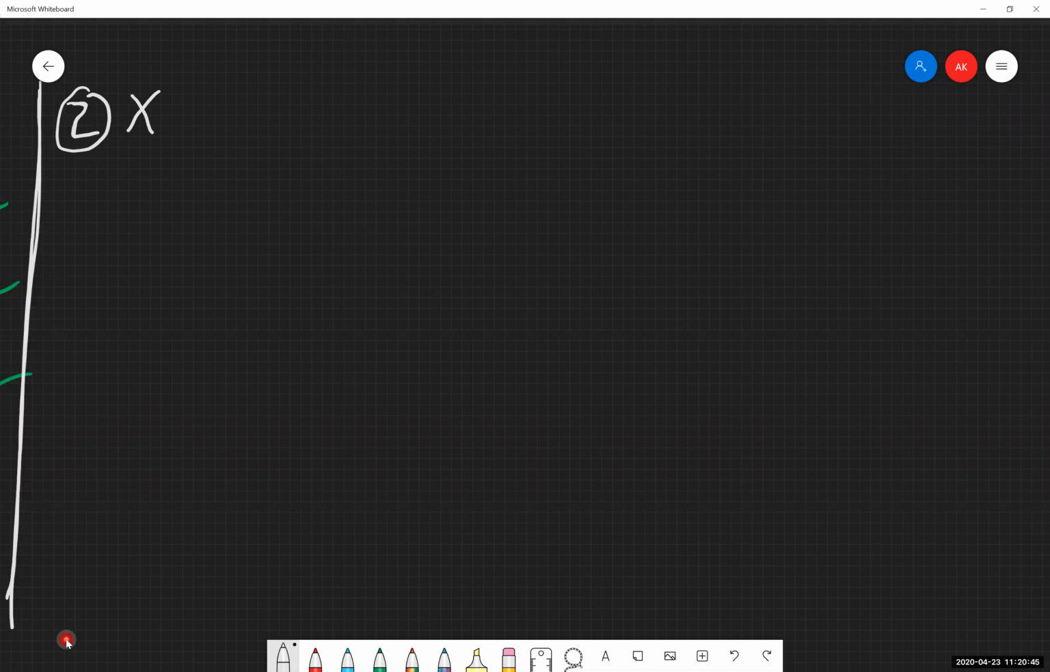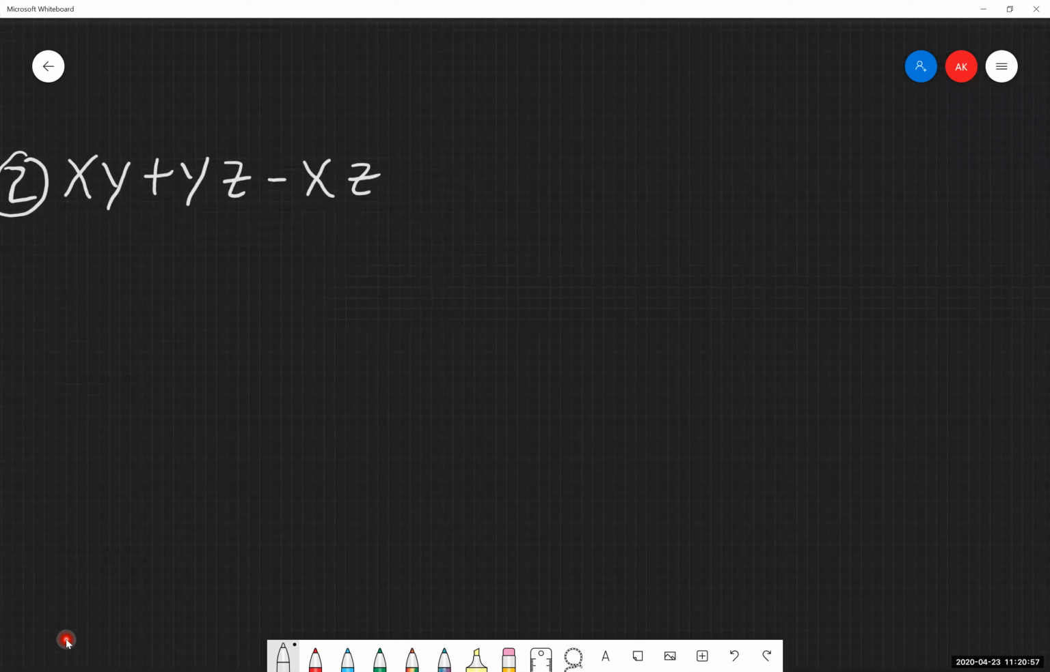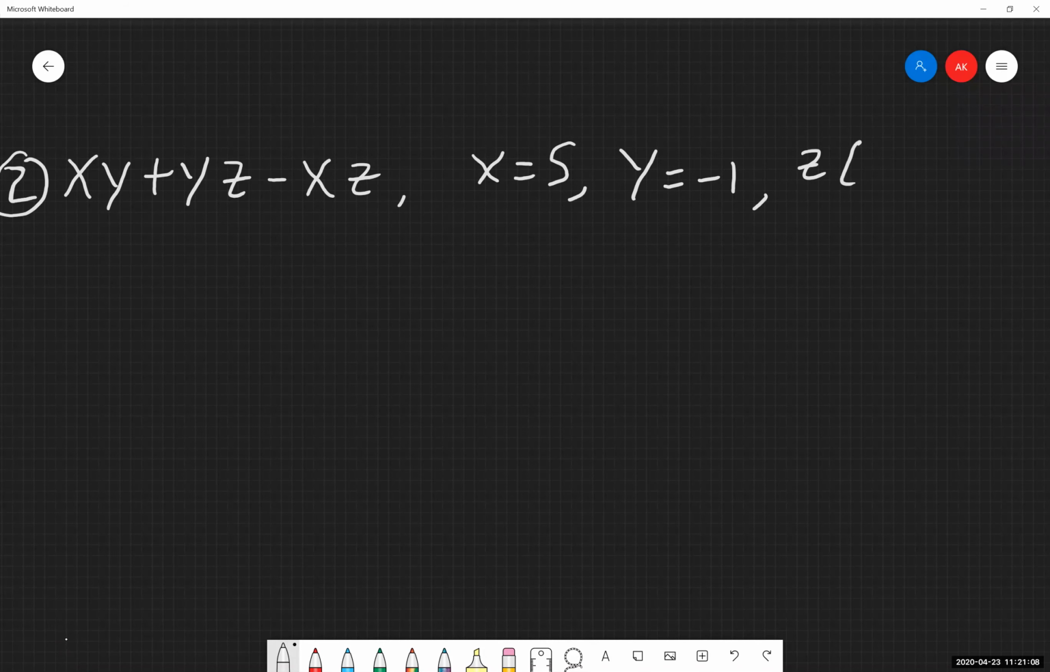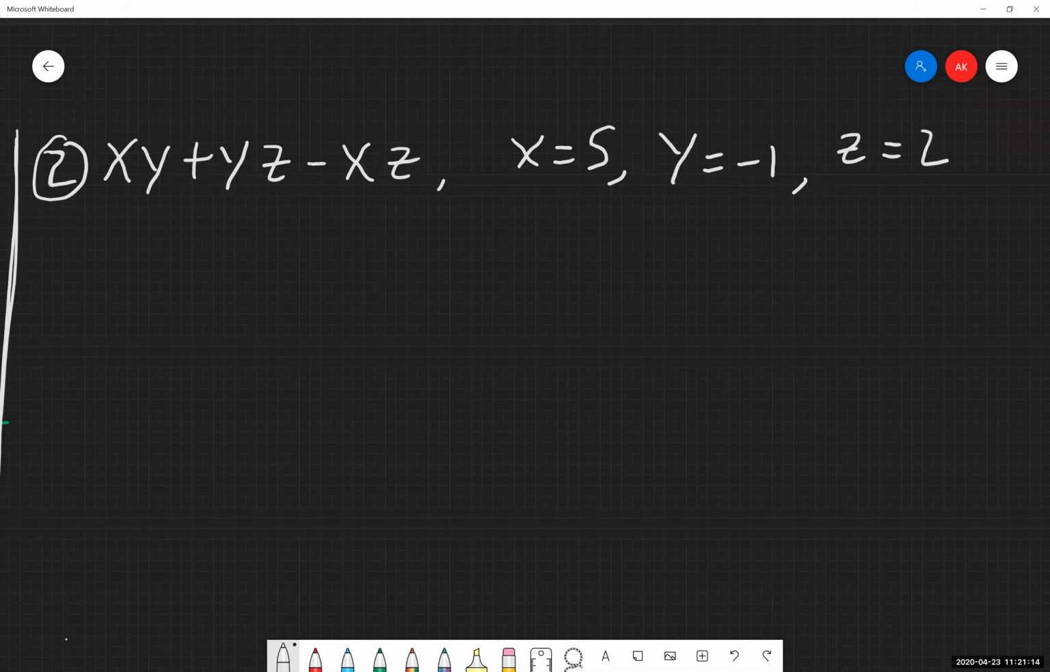So we're working with xy plus yz minus xz. And we are told that x is 5, y is -1, and z is 2. Okay. So that's our first step. Write out the original expression, and then somewhere nearby we're putting each of the variables with their values next to it. Okay. Step 2, substitute each variable from the original equation with the designated value.